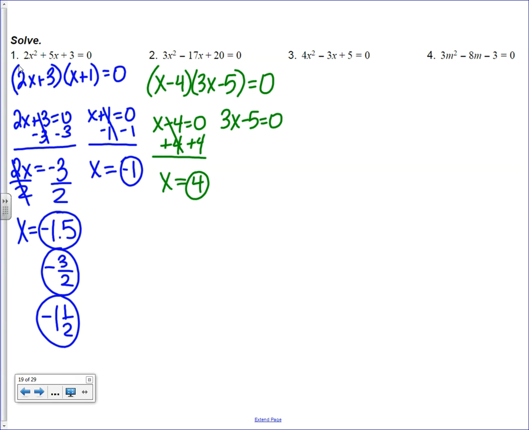No. Don't subtract the 5. What's the opposite of minus 5? There we go. We got to add the 5 over. So 3x is now equal to 5. And then what do you get? You can leave it as 5 over 3. Can somebody tell me another possible answer?